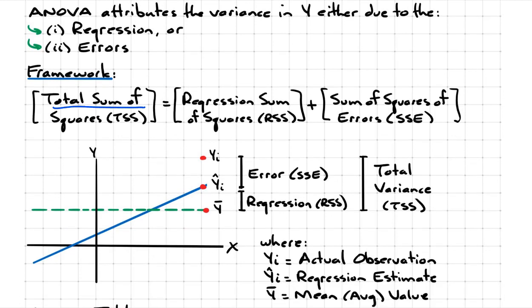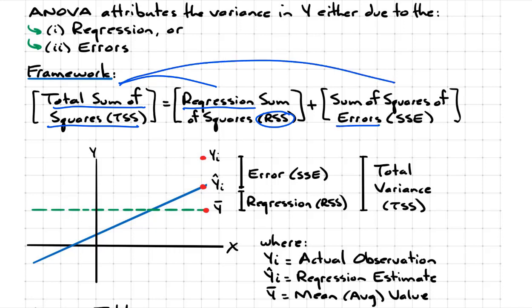We have the total sum of squares, which represents the total variation in y. It's either explained by the regression, which is quantified by the regression sum of squares, and anything not captured by the regression will be captured by the errors, which in turn is quantified by the sum of squares of the errors, or SSE.